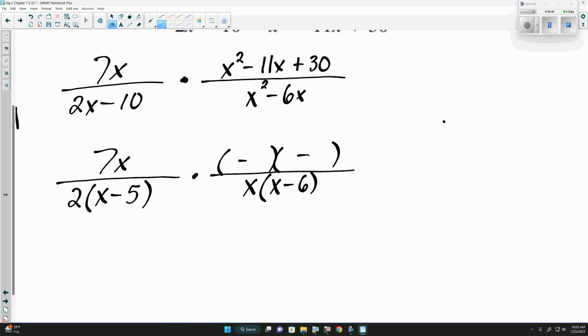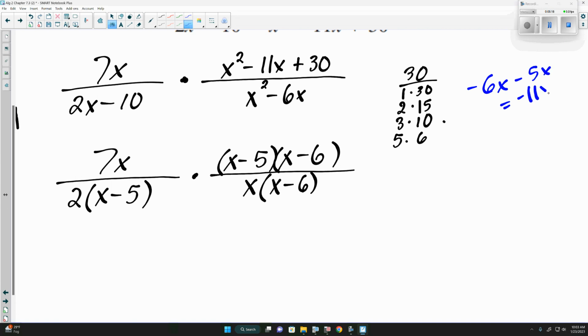Our factors of x squared are x and x. Now we need to figure out what the factors of 30 are that we're going to use. We have 1 and 30, 2 and 15, 3 and 10, 4 doesn't work, but 5 and 6 do. 5 and 6. And if we check this here, x times negative 6 is negative 6x. Negative 5 times x is negative 5x, which does indeed give us a middle term of negative 11x.